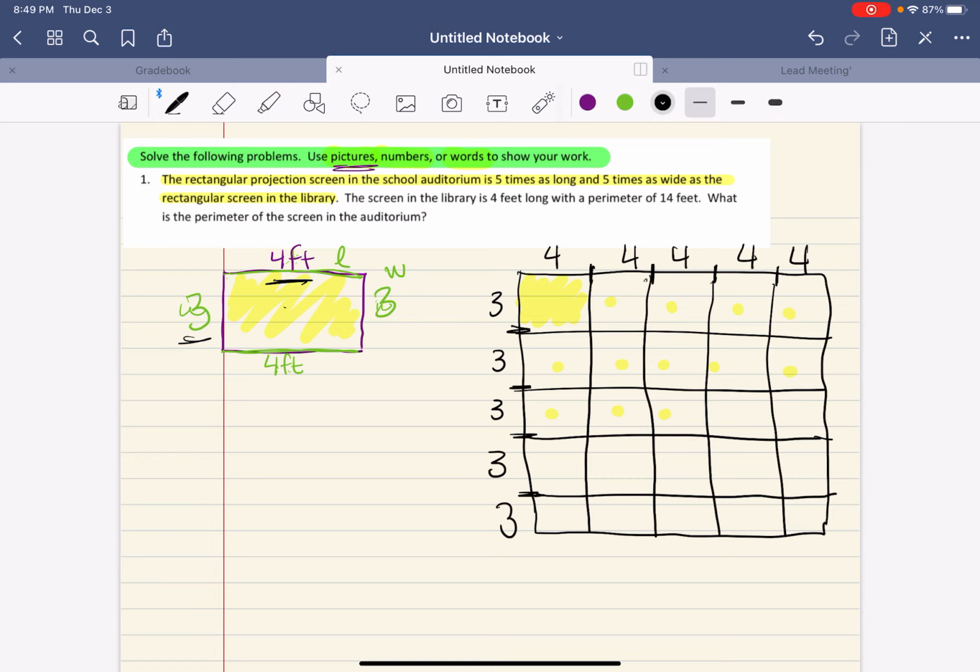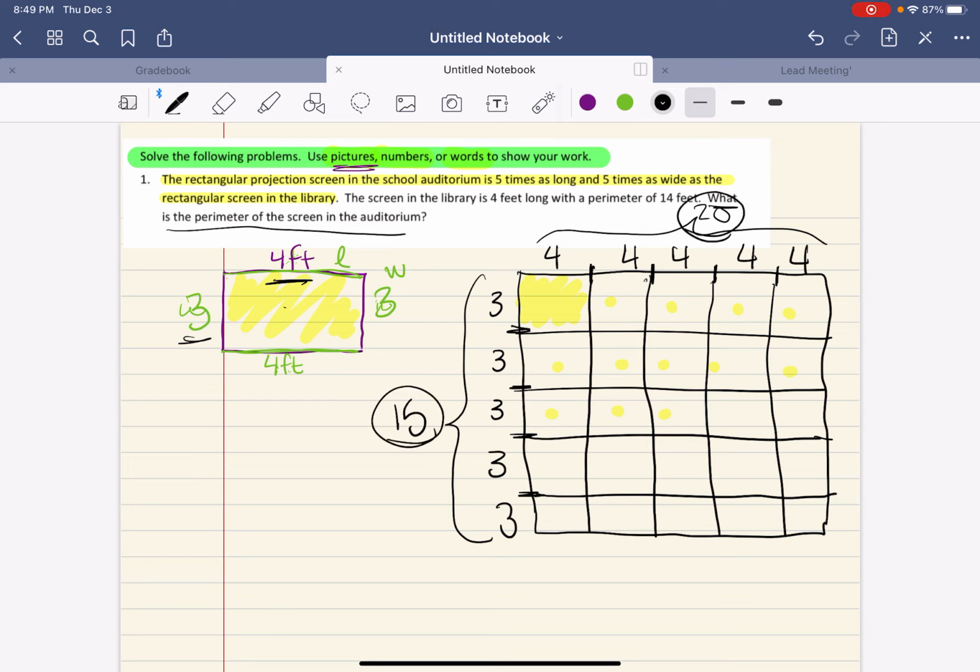Now we're going to find the length and the width. So the length here is 20 feet. The width here is 15 feet. Okay, and then it says, what is the perimeter? The question's asking, what is the perimeter of the screen in the auditorium? So we need to check 15, 20. This would be 15 and 20.